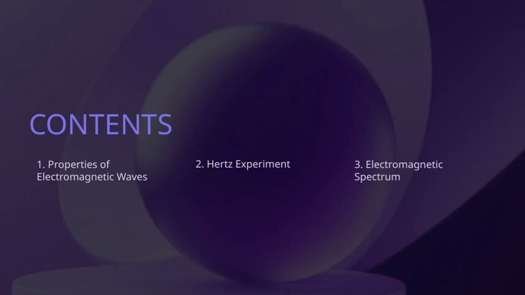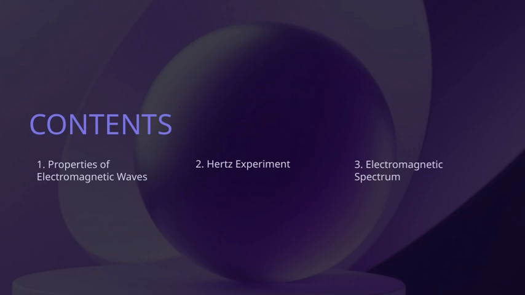Let's take a closer look at the Hertz experiment, which was a pivotal step in understanding electromagnetic waves. Heinrich Hertz conducted this experiment in the late 19th century, and it helped prove the existence of radio waves. By generating and detecting these waves in his laboratory, Hertz confirmed that electromagnetic radiation behaves as predicted by Maxwell's theories. This experiment not only demonstrated the wave nature of electromagnetic energy, but also laid the groundwork for modern wireless communication.